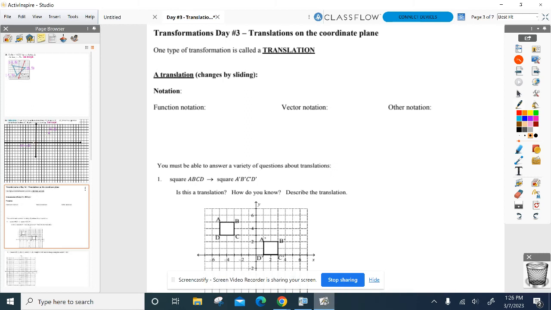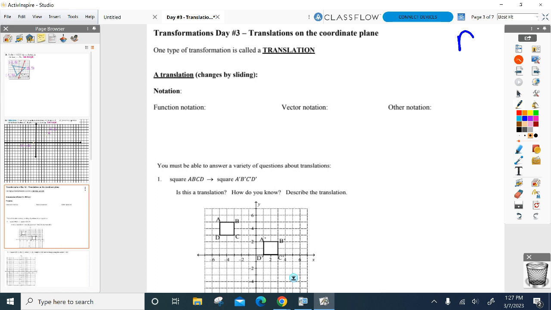And that's a translation. So reflection, we flipped over a line. Translation, we slide up, down, left, right, and a certain amount of units every time. That was for what? Reflection. And that was the only thing that was for reflection.